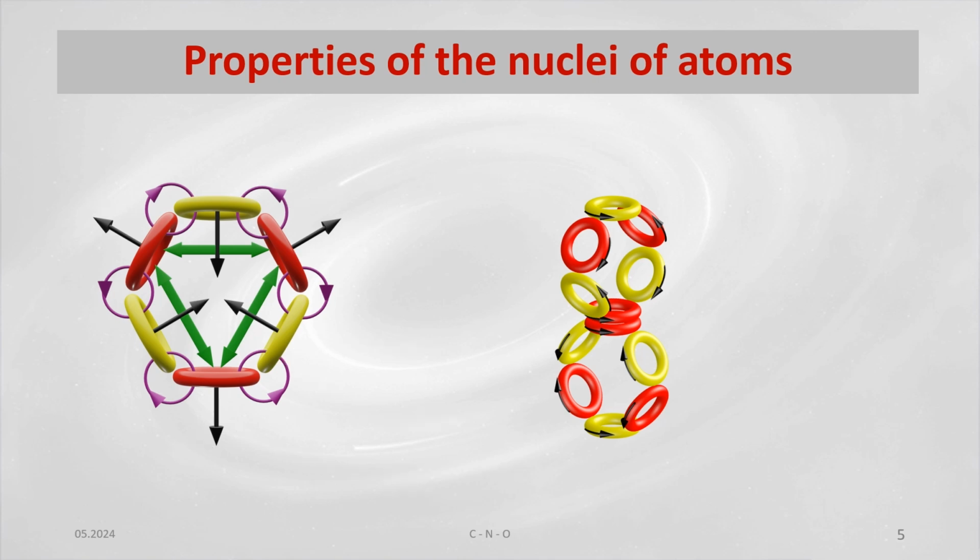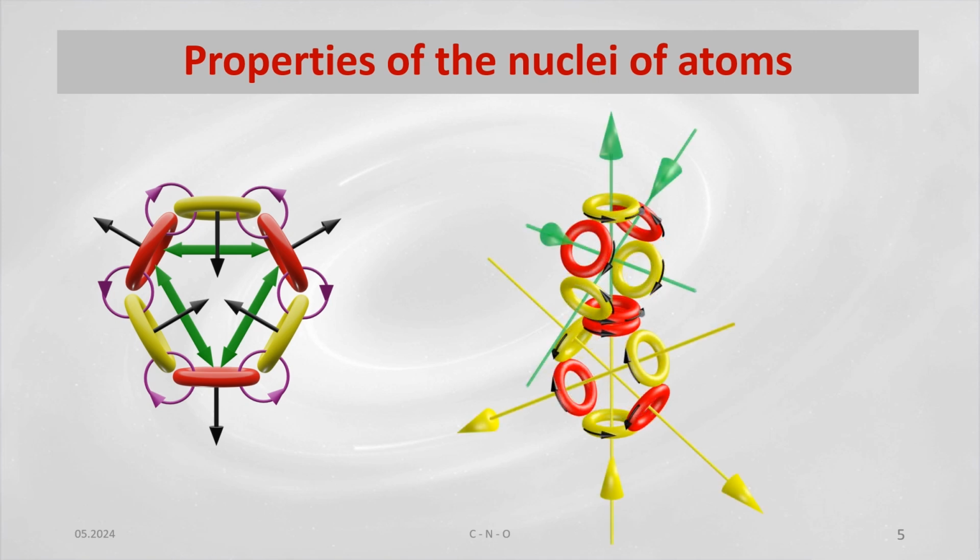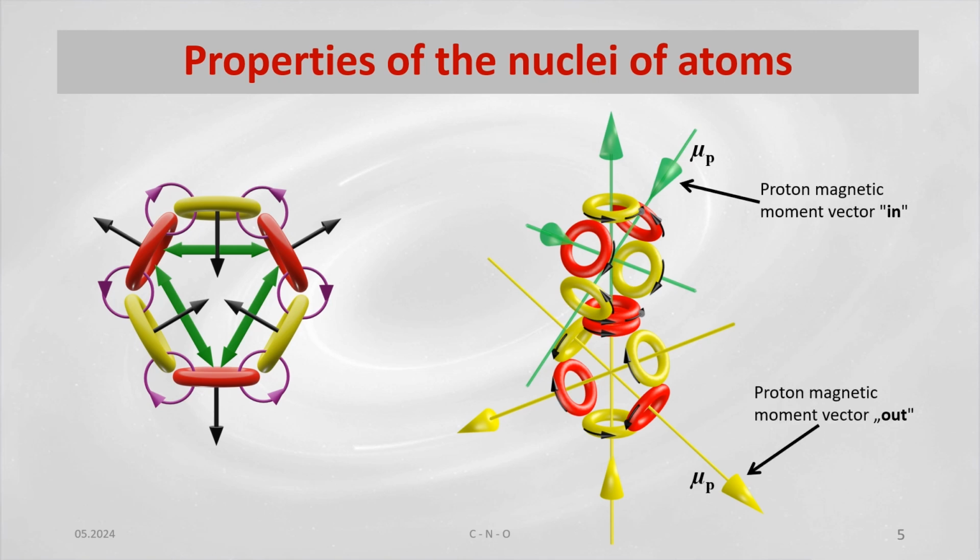One of the most important elements of the structure of the nucleus model is the distribution and orientation of the magnetic moments of the proton rings in the adjacent globules. In one globule, the magnetic moment vectors of the protons point inwards, and in the other globule, the vectors of magnetic moments of the protons point outwards from the globule.